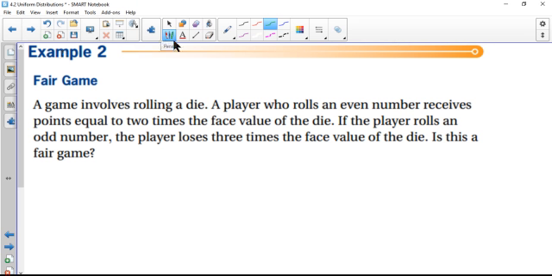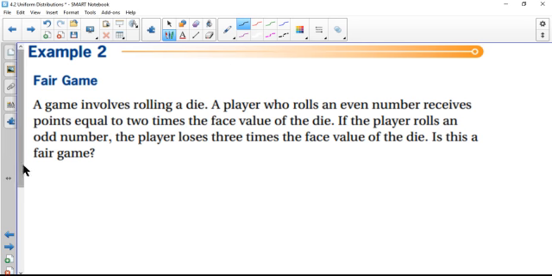Okay, now we're going to talk about a couple things called fair games. We've talked about fair games before, that kind of things have to be balanced. So let's go ahead and read this question over, and we'll try and talk about what that means. A game involves rolling a die. A player who rolls an even number receives points equal to 2 times that face value. And if the player rolls an odd number, they lose 3 times the face value. Is this a fair game?